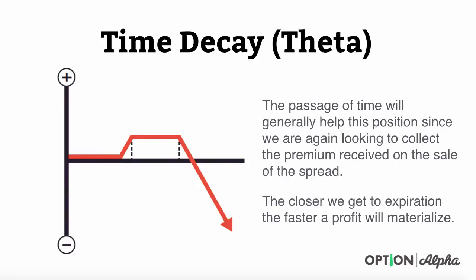Time decay will generally help this position as well because we're looking to collect a credit on the premium received from the sale of the spread and the naked option. The closer that we get to expiration, the faster a profit will materialize.